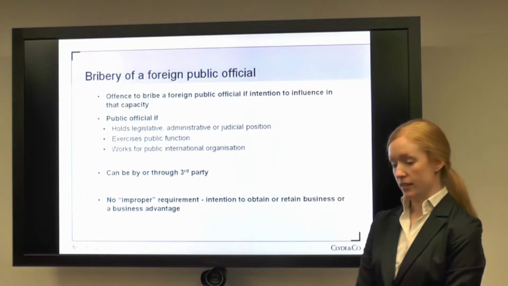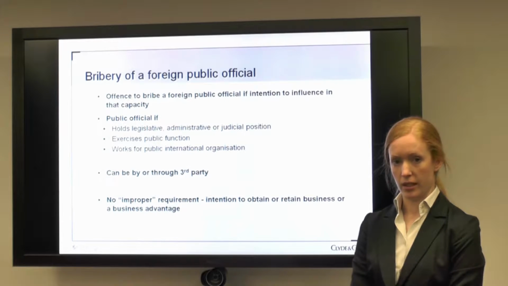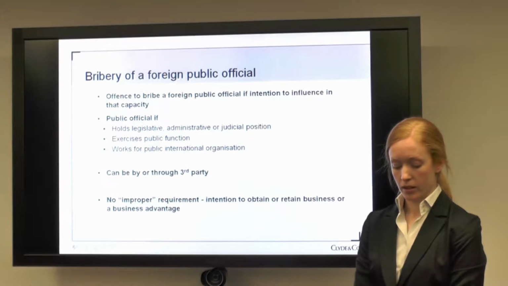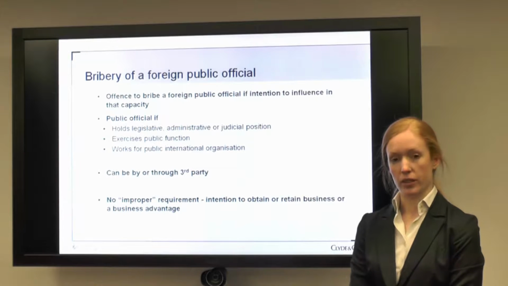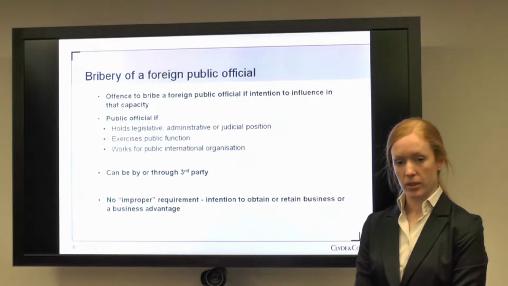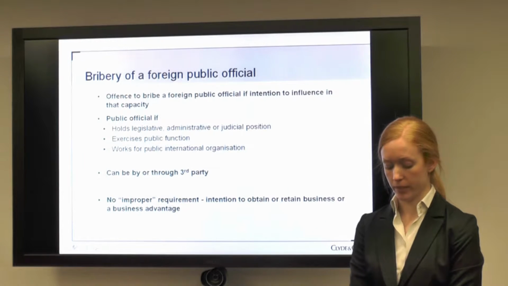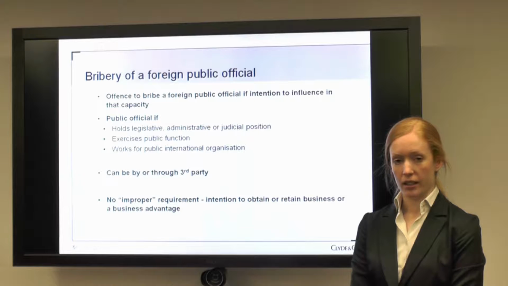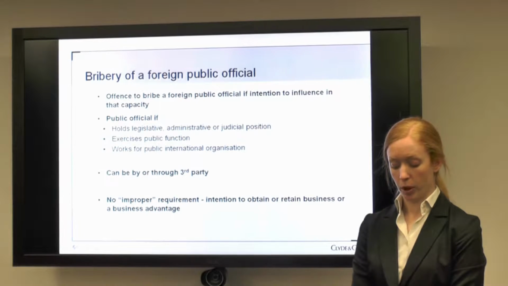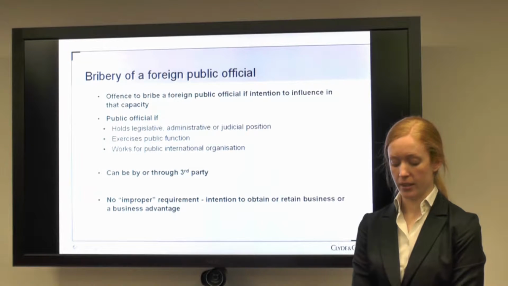Section 6 of the Act sets out the offence of bribery of a foreign public official, and I've set out on this slide who is deemed to be a public official, such as someone who holds legislative, administrative, or judicial position. The payment can be made by the company or by a third party on behalf of the company. Unlike the general offences, there is no improper performance requirement. It merely has to be done with the intention of obtaining or retaining a business advantage.